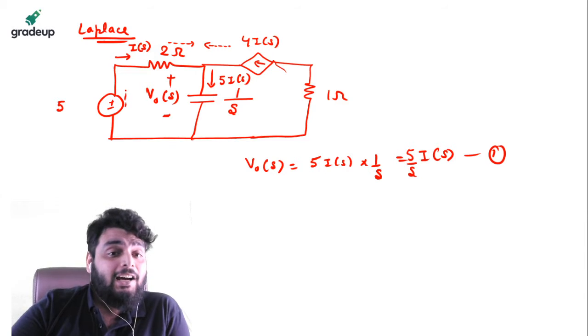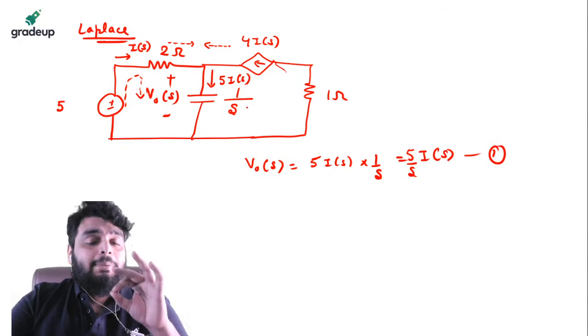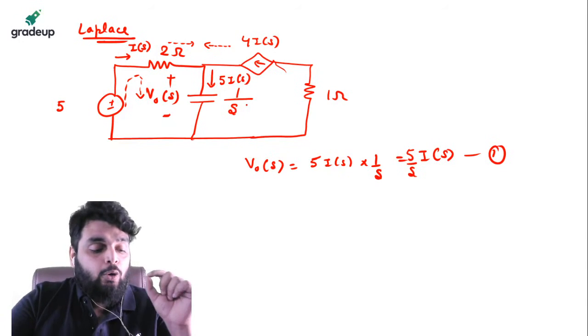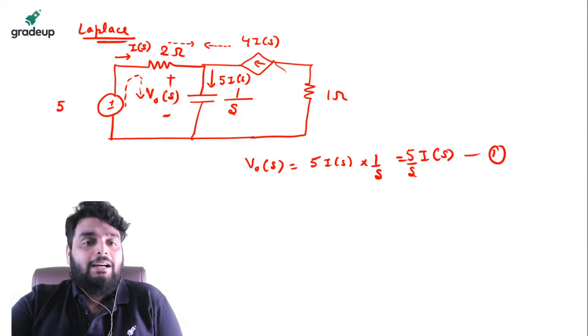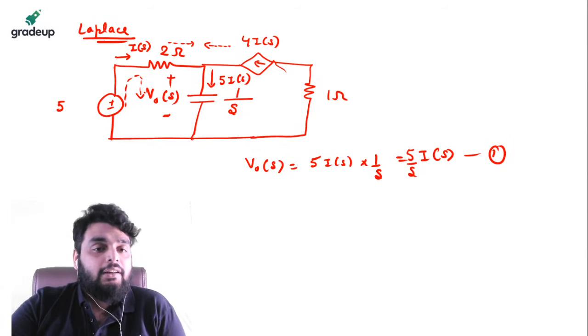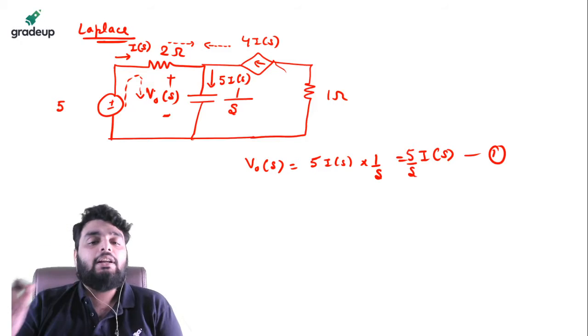I can apply the KVL here. Yes or no? I can apply the KVL in this loop. Remember, you cannot apply the KVL in a loop if the loop contains a current source. But this loop does not contain a current source, so I can apply the KVL here.